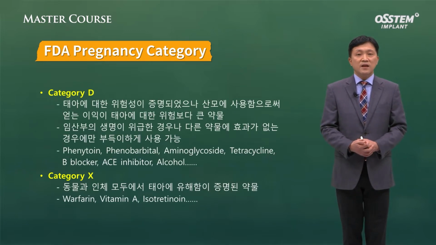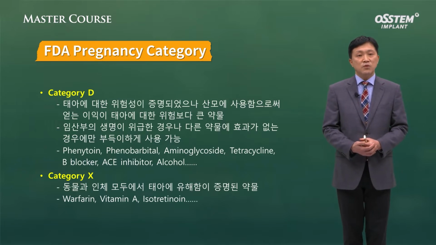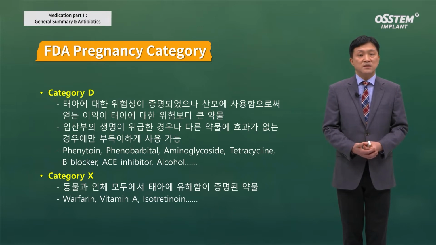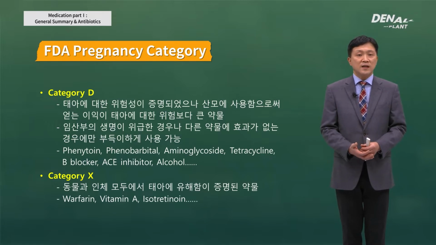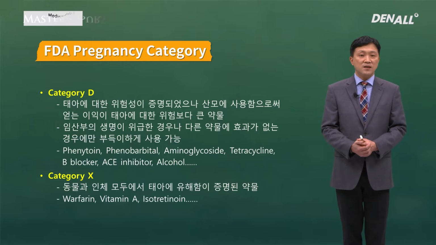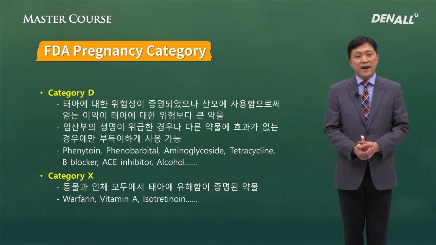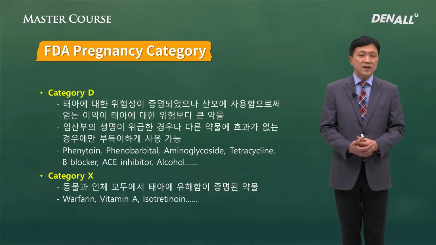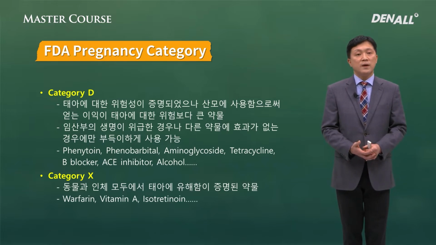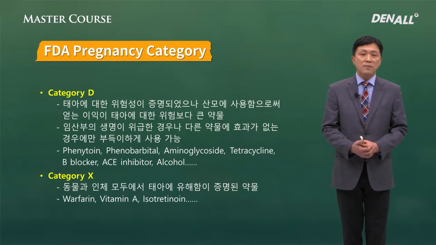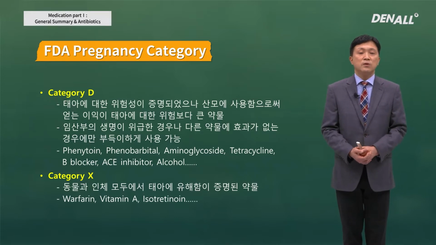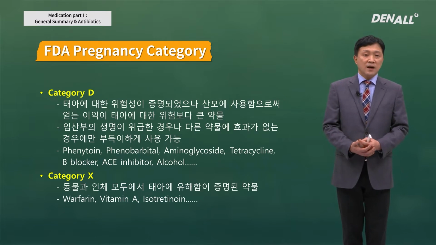Category D, risk to fetus is shown, and the drug has more benefit than the risk if it is used by a pregnant woman. So that is category D. The drugs can be used by a pregnant woman when in a life-threatening situation and no other effective drugs are available. It includes antibiotics like phenytoin, phenobarbital, aminoglycoside, and tetracycline, and antihypertensives like B blocker, ACE inhibitor. Category D also includes alcohol, the one that we drink a lot.